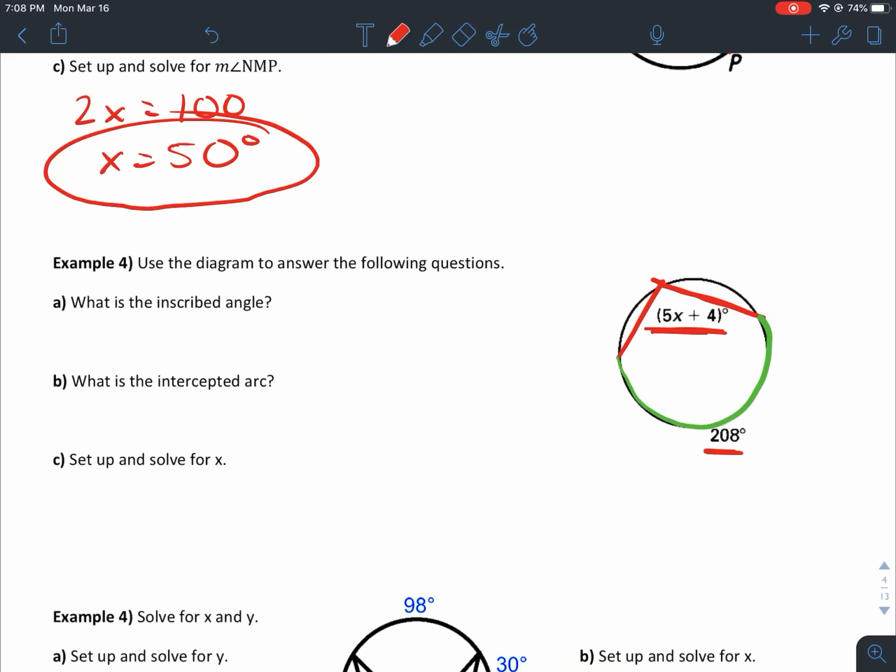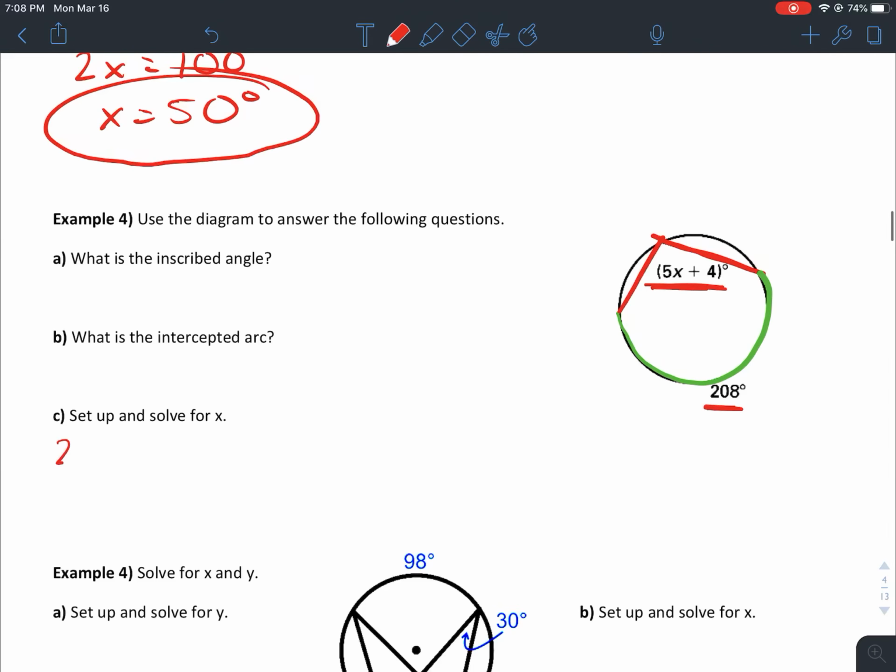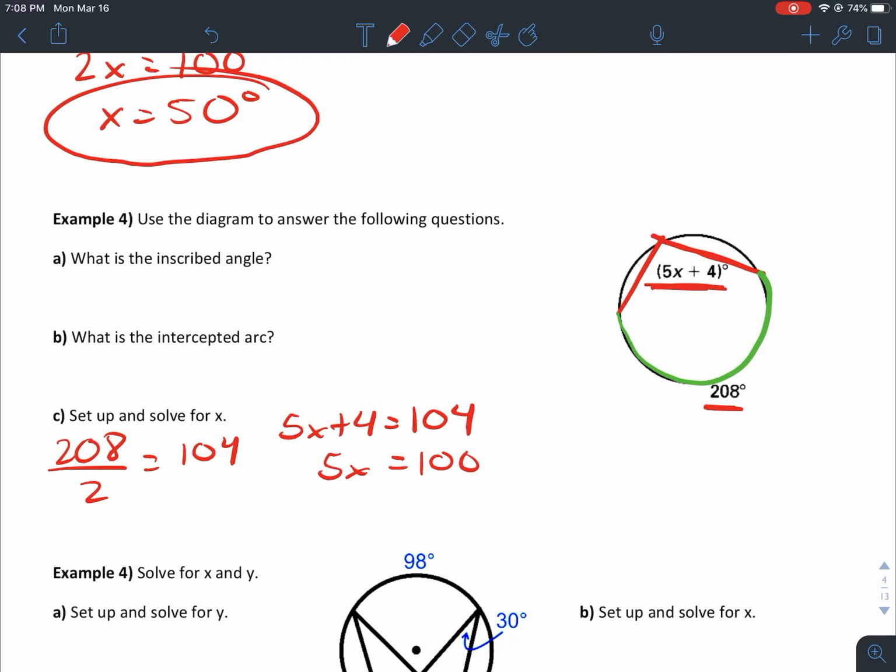So we know that this angle has to equal 208 divided by 2. 208 divided by 2 is 104. So you just do 5x plus 4 equals 104. Going with 5x equals 100, x equals 20. And that would be your answer there.